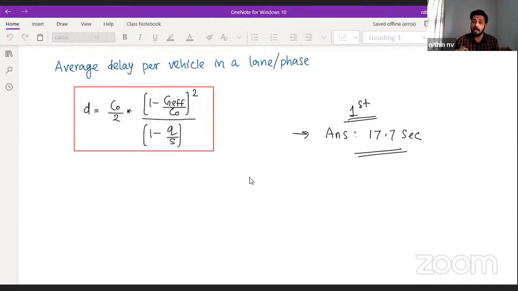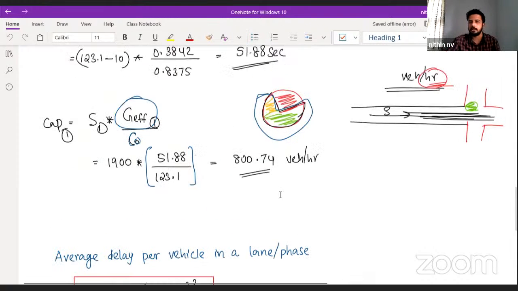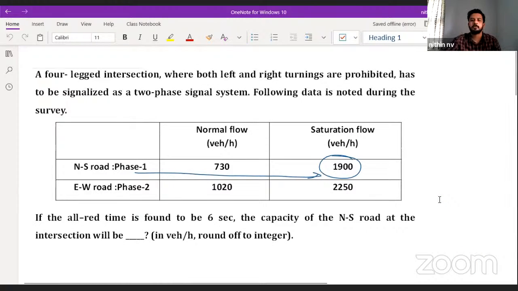Now I told you the average delay per vehicle can be asked in various forms. The first one is by giving all the data in the question like this. From this, we calculate effective green time and cycle time, then substitute the normal flow and saturation flow. Okay, so those who missed that video, just watch it later. It is available in the channel.